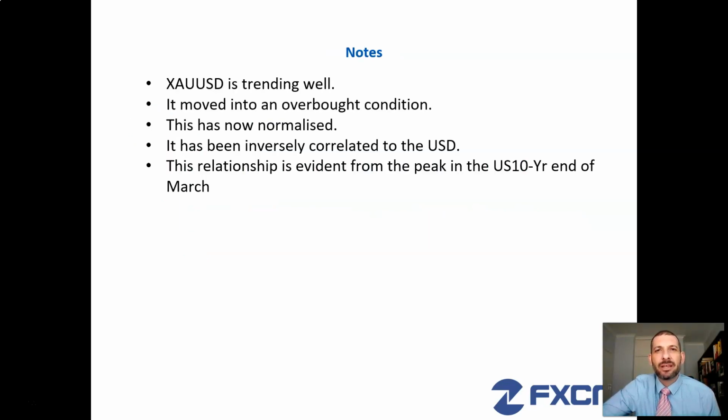Now, gold's been trending very well since April. It did move into an overbought condition, but that seems to have normalized now. We do note that there is an inverse correlation between the way gold has been trending and the way that the greenback has been trending. And this relationship has really been evident from the time the US 10-year peaked at the end of March. Let's go ahead and take a look at the chart.